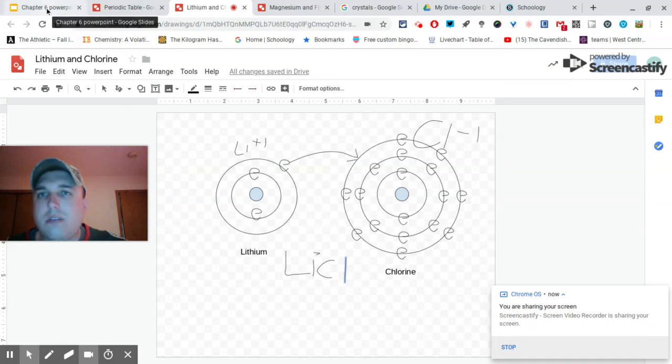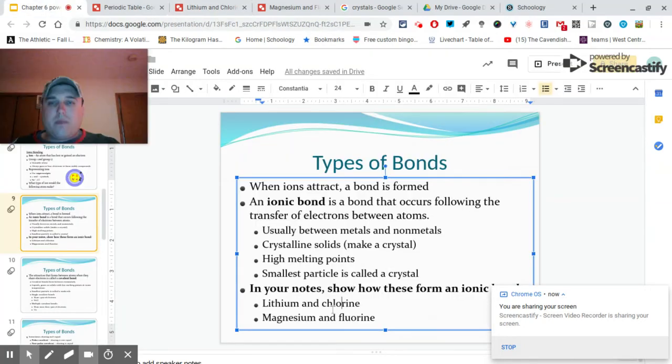Okay, going back to notes. I'd like you to try to figure out how magnesium and fluorine form an ionic bond. It's going to be a little bit different than the first one. Draw magnesium, draw fluorine, figure out what each one wants to do to be stable, and see if you can make them stable with an ionic bond. So pause it, try to do it for a couple minutes, see if you can do it.